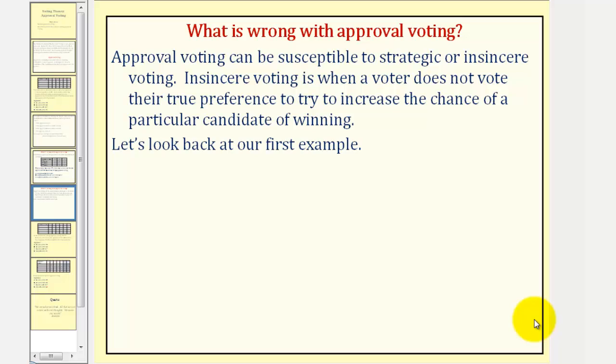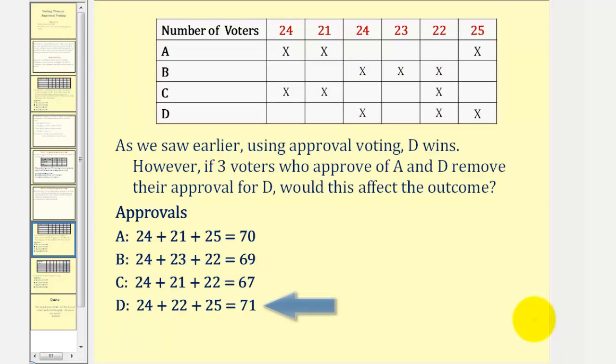Approval voting can also be susceptible to strategic or insincere voting, where insincere voting is when a voter does not vote their true preference to try to increase the chance of a particular candidate winning. Let's go back and take a look at one of the previous examples. As we saw earlier, using approval voting, D wins with the most approval votes. However, if 3 voters who approve of A and D, or 3 voters from this column here, remove their approval for D, let's see how this would affect the results of this election.